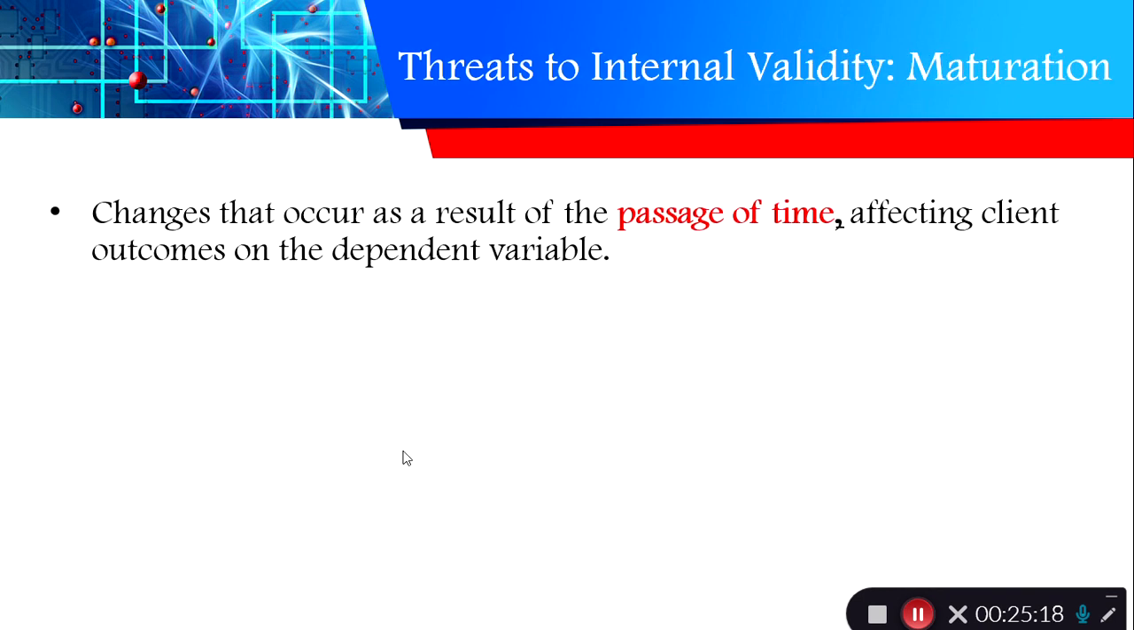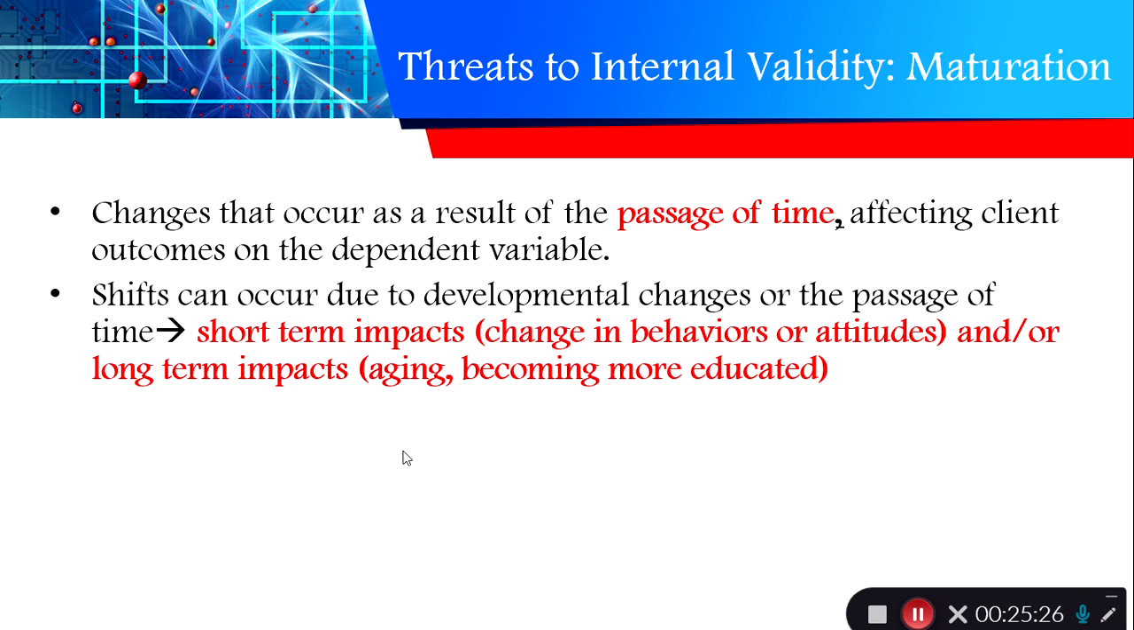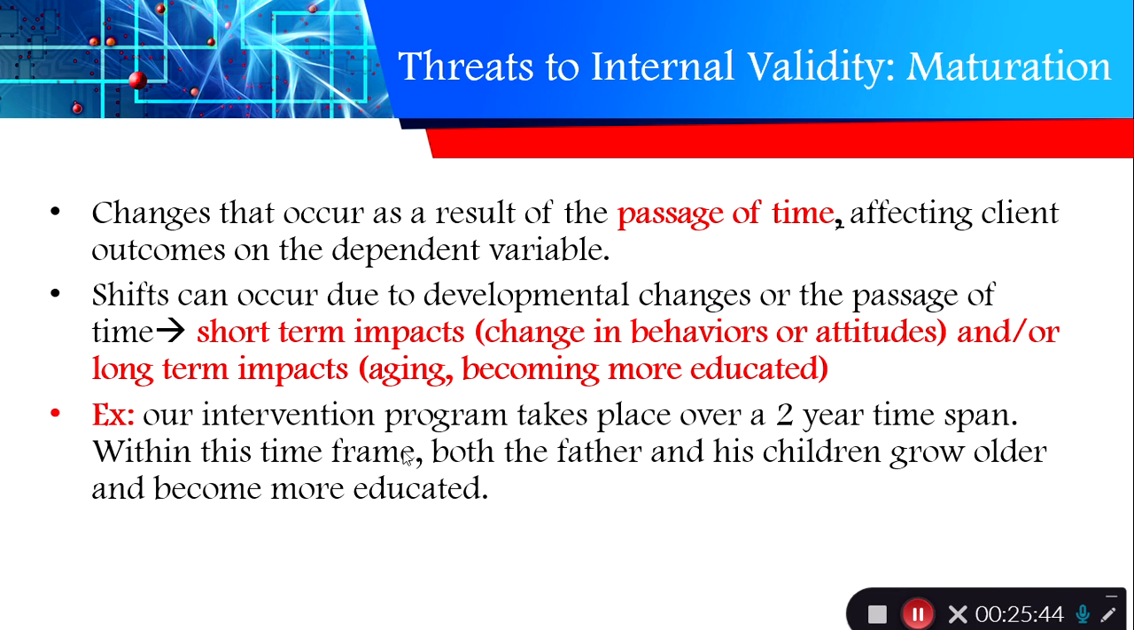Then we also have maturation. So maturation are changes that occur as a result of the passage of time affecting client outcomes on the dependent variable. So these are shifts that can occur due to developmental changes or the passage of time. Okay, so we can have short-term impacts, which may be changes in behavior or attitudes, or long-term impacts such as aging or becoming more educated, etc.